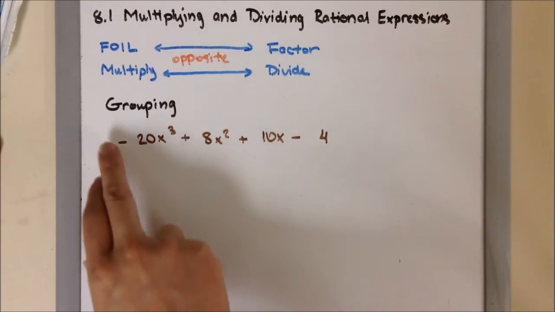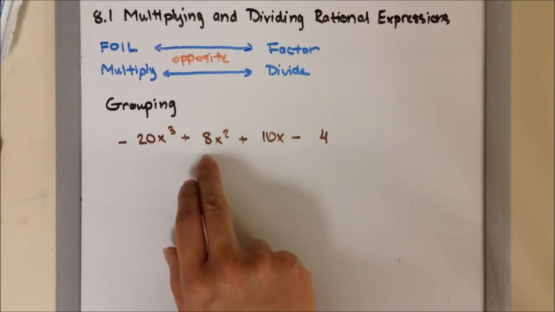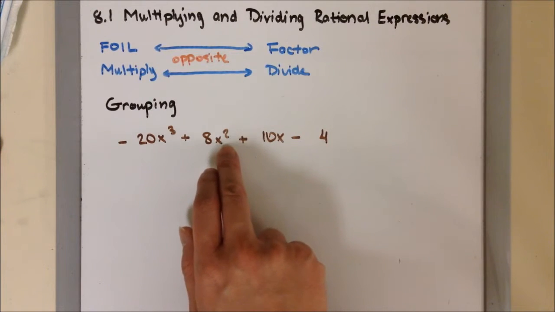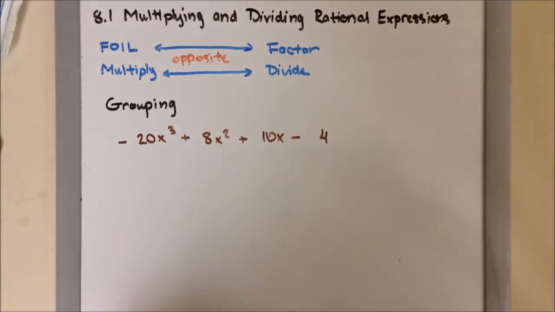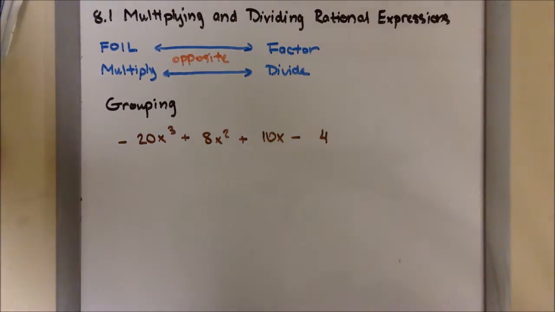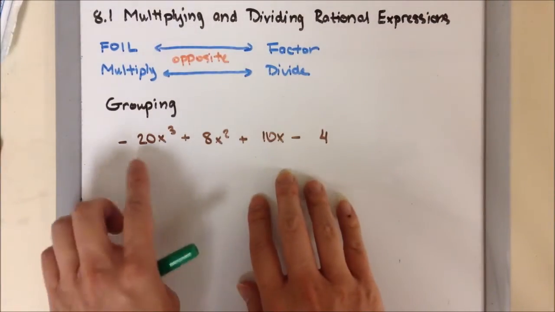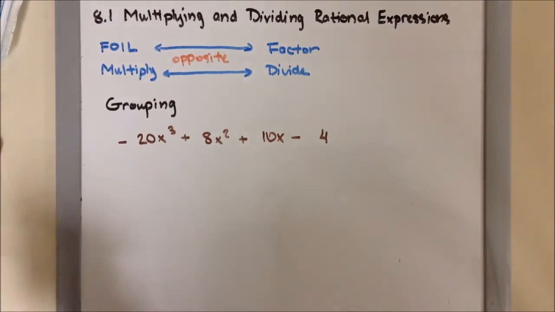In this example, we have negative 20x to the third plus 8x squared, or x to the second power, plus 10x minus 4. So we're going to factor this by grouping. So we have an even amount of terms, 1, 2, 3, 4. So let's do the left side first.